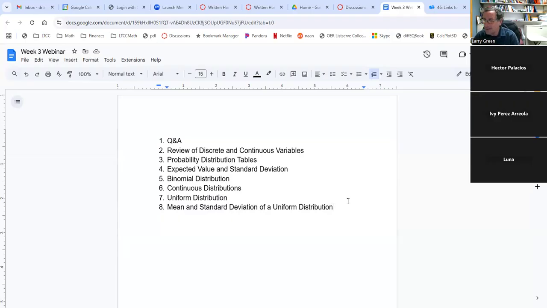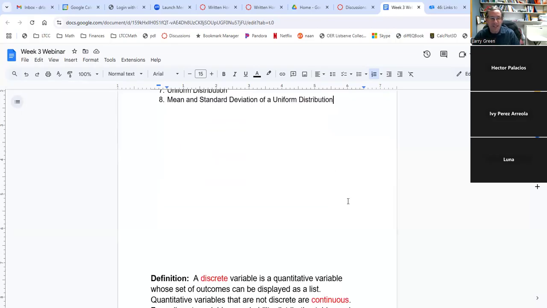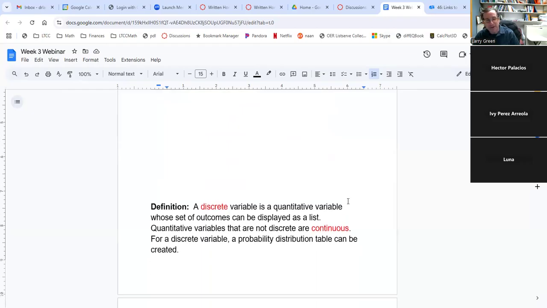Let's talk about chapter 4. Chapter 4 is on discrete distributions. And first, it's important that you remember what a discrete distribution is. A discrete variable is a quantitative variable. Remember, a quantitative variable means the outputs of the survey, or what you're measuring, are numbers, and whose set of outcomes can be displayed as a list.